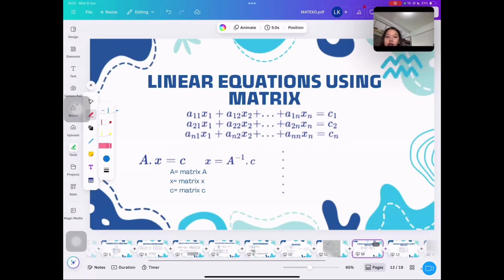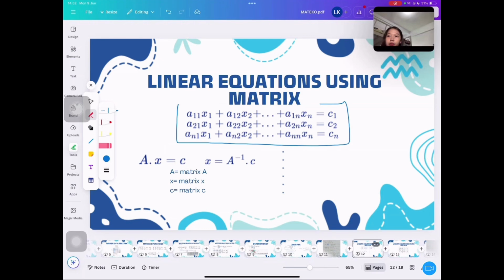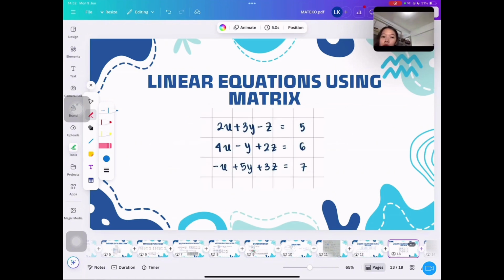Next, the next material is linear equations using matrix. So a system of linear equations usually consists of several equations that share the same variables, like this. This is the formula used to find linear equations using matrix. A is for matrix A, X is for matrix X, and C is for matrix C. And here we have an example problem.